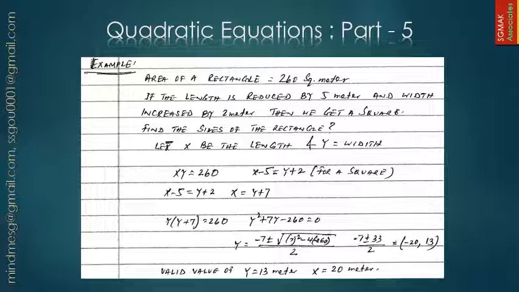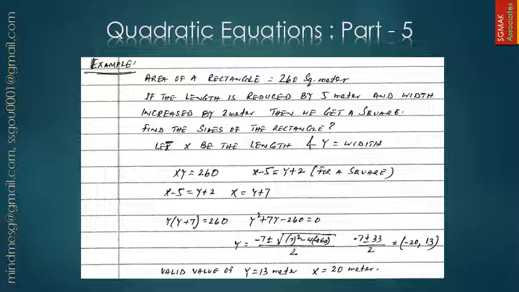So if the length is x and y is the width, then x times y is 260. But then we have x minus 5, if you reduce by 5 meters, equals y plus 2. Reduce the length by 5 meters and increase the width by 2 meters, you get a square. So that's the relation between x and y. So x is equal to y plus 7. So now you have a quadratic equation for y: y squared plus 7y minus 260 equals 0.